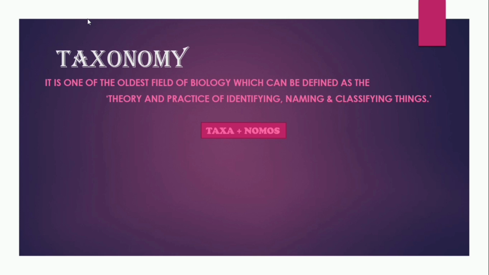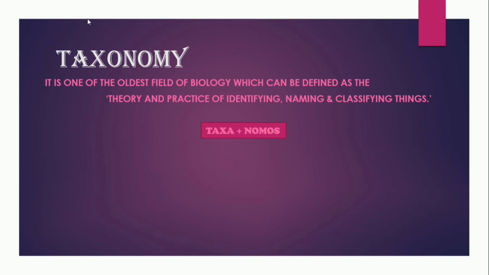Okay, taxonomy is made up of two terms, taxa plus nomos. Taxa means arrangement and nomos means laws. So here we have again a definition from these two terms. That is, taxonomy is a field in which a few basic laws are provided to classify a thing or to give it a name.